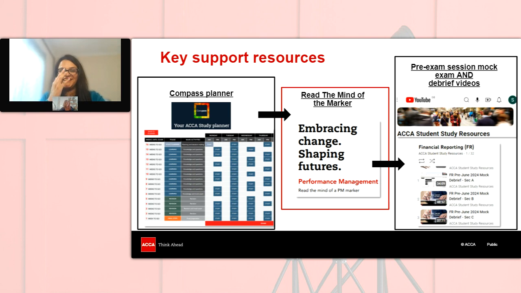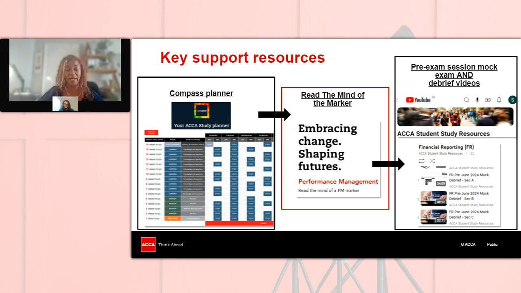Great. Thanks so much, Afaf. That's really useful. I think the fact that you've emphasized the importance of having a structured approach to your studies covers a lot of the questions that have come in about, do I have enough time to prepare for exams in December? How do I balance work life? It's all about having that structured study plan.